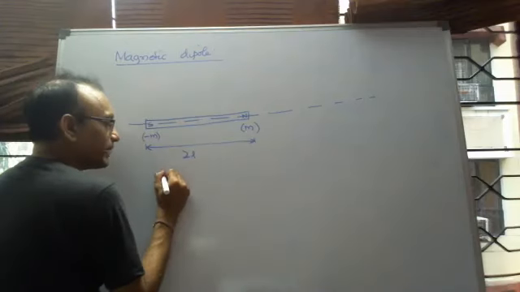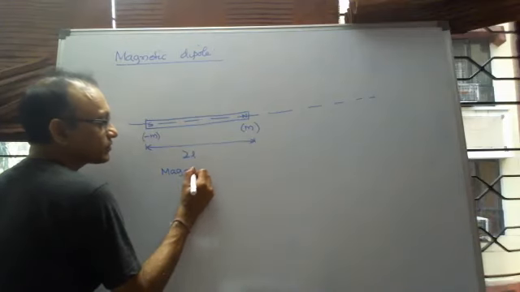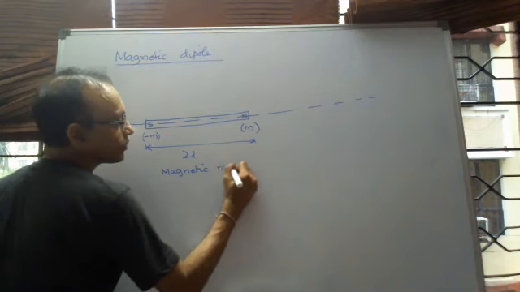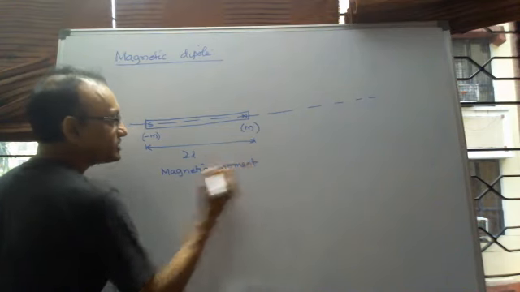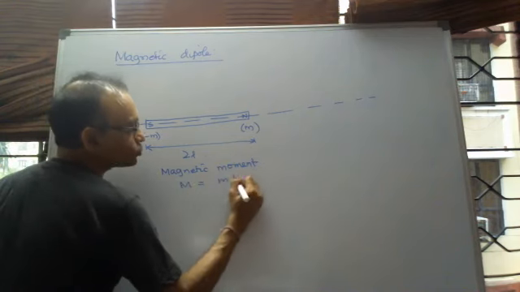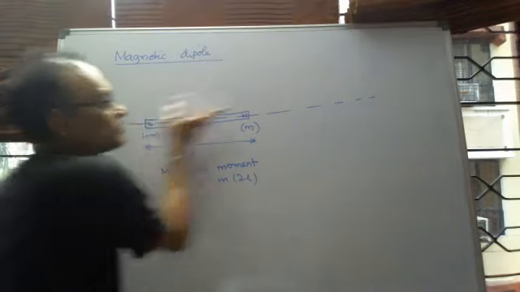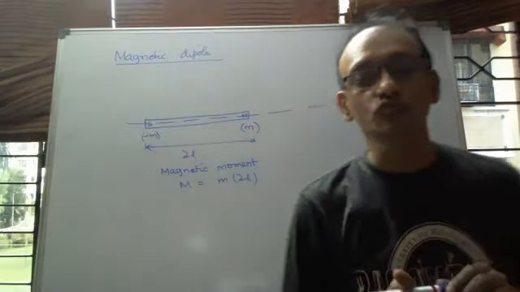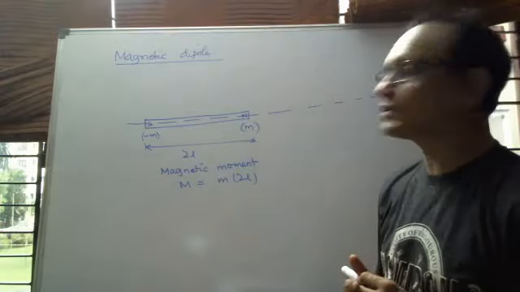Right? Whatever it is, the magnetic dipole moment m of this will be what? M into 2L, and it will be from south to north. That's the magnetic moment.